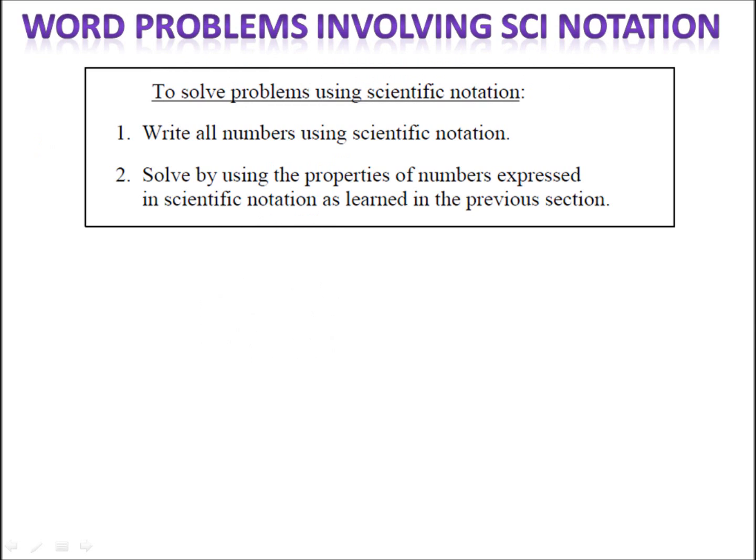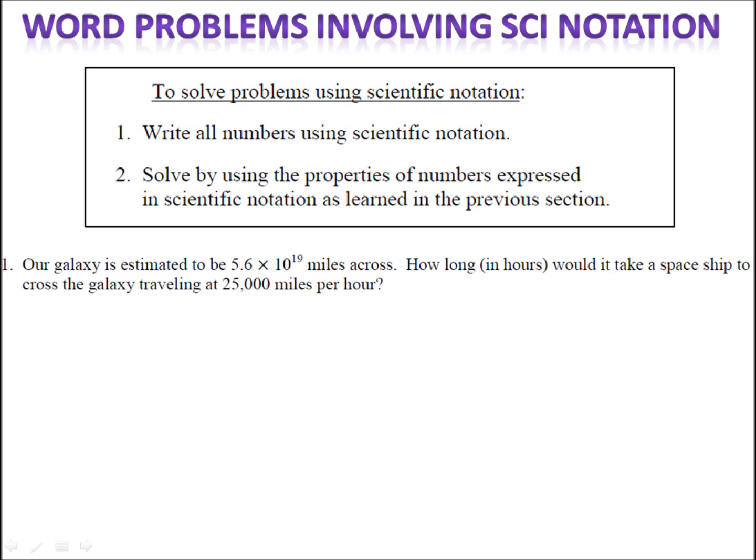Suppose we have some word problems where we need to work with scientific notation. The best thing to do is begin by writing all the numbers in scientific notation and then use the properties that we've learned. In our first example, it says that the galaxy is 5.6 times 10 to the 19 miles across. How long would it take a spaceship to cross the galaxy if that spaceship is traveling at 25,000 miles per hour? Well, 25,000 is 2.5 times 10 to the fourth.